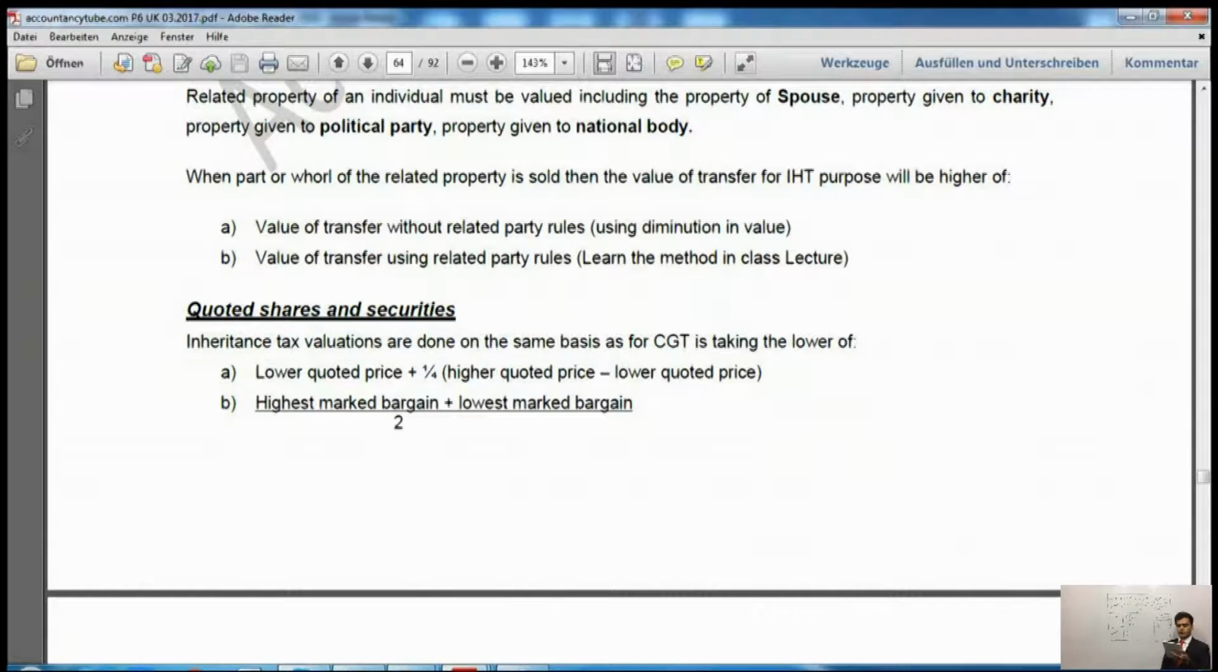So we will see the question as I told you. Now the first one is diminution in value, which we have learnt, which we can see on the notes. The second one is value of transfer using related property. And we will see a question of exam. Just a minute, just bear with me 1 second as I will share the question with you.